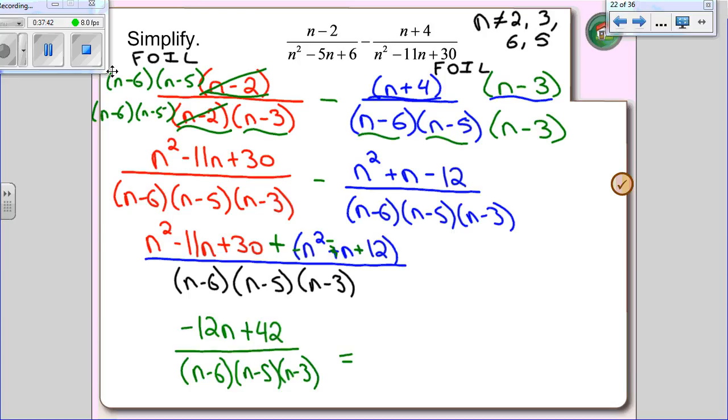A 6 can come out of all those? Yeah. I'm going to take a 6 out, it's 6, negative n plus 7. On the bottom, n minus 6, n minus 5, n minus 3. That would be your final answer.